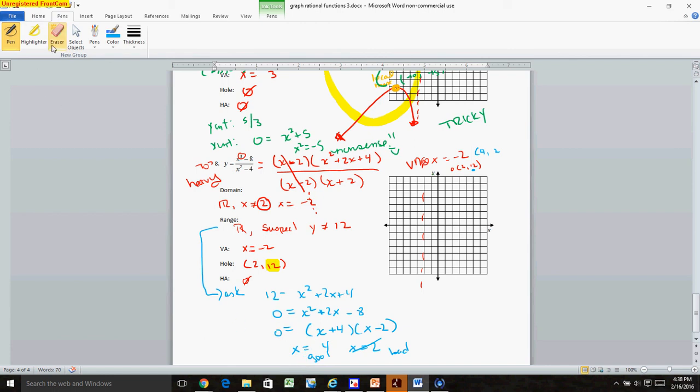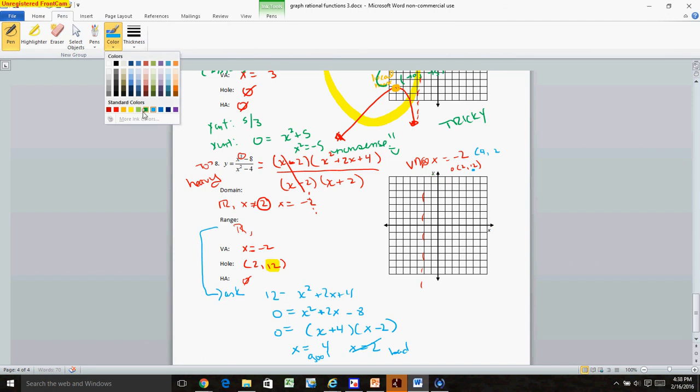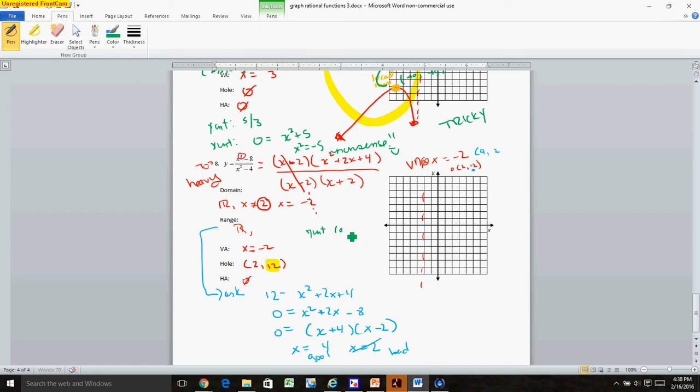So I suspected 12, but it's clear. So I think my range is all real numbers, until I look at the graph. Now I did go looking for x-intercepts and y-intercepts. For my y-intercept, I plugged in 0 for x, and I got -8 over -4, which is 2.